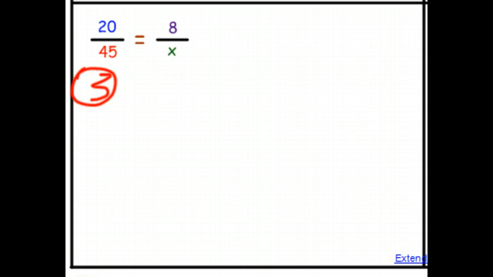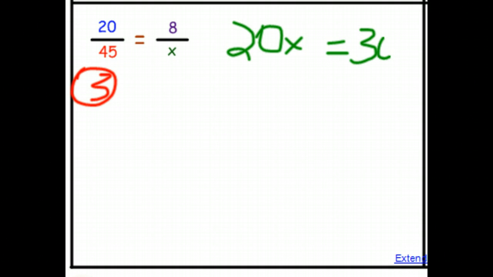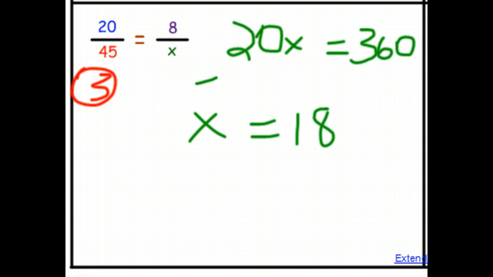For number 3, we have 20 divided by 45 equals 8 over x. Now we'll stop with this one because we only have integers. And we'll take the cross product here. 20x equals 8 times 45. I know that 8 times 45 is equal to 360. So then x must be equal to 18 once we divide both sides by 20.